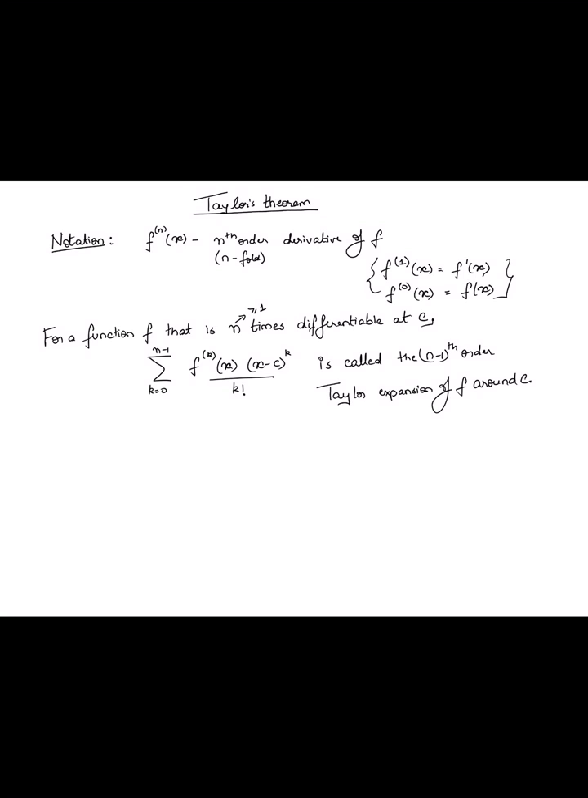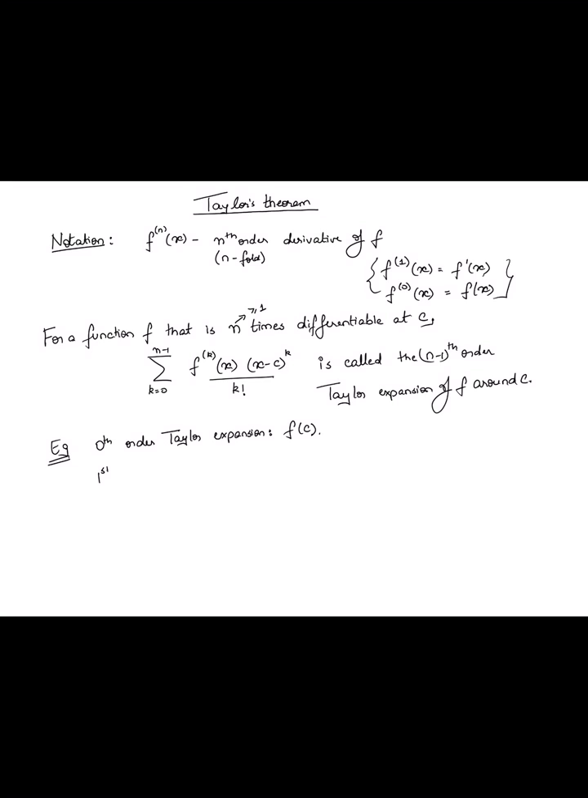Okay, so let's interpret this. As an example, if I take n to be 1, in other words, the 0th order Taylor expansion would have just a single term in the summation, which would essentially be f of c. So the 0th order Taylor expansion is just the constant function f of c. It just takes the value of the function at c.